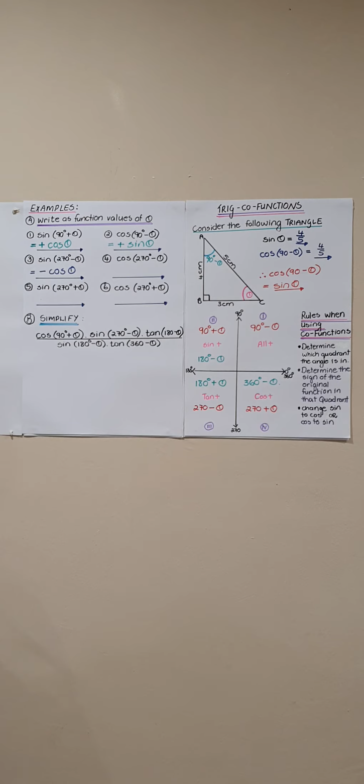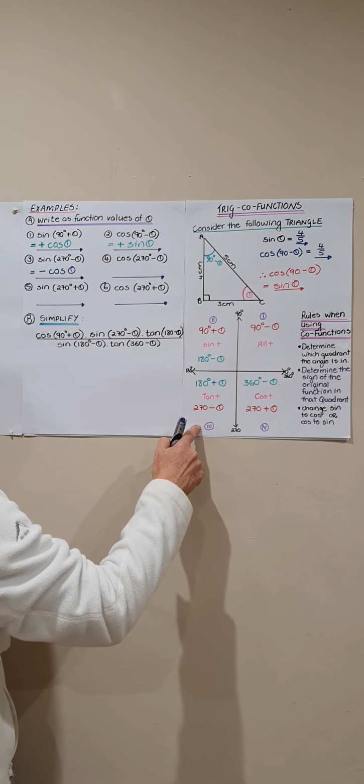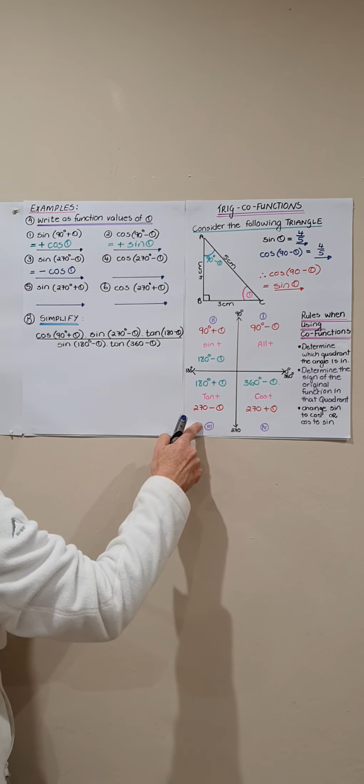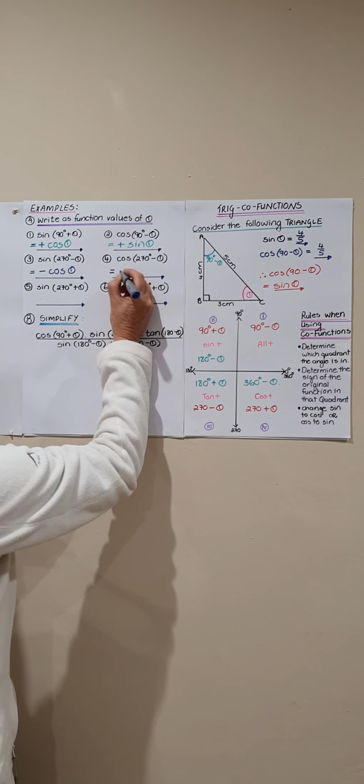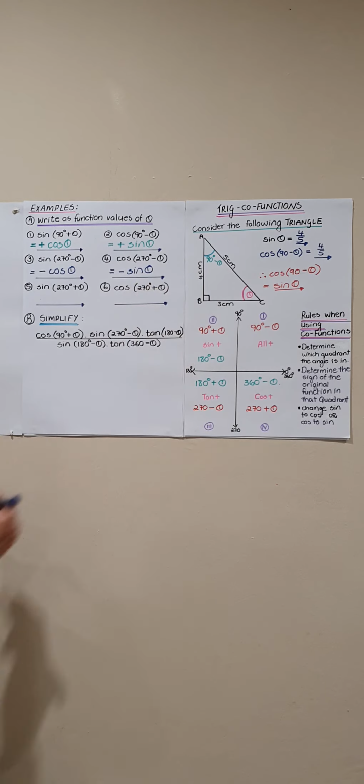In example number 4, I have cos of 270 minus theta. That is also in the third quadrant. In the third quadrant, cos is negative. So my answer is going to be a negative sine theta.